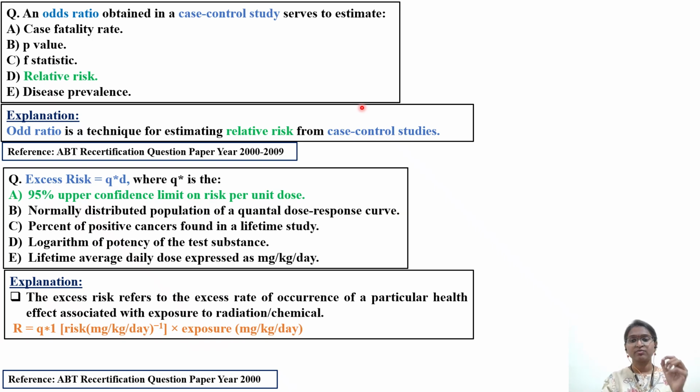One of the questions we had was with respect to odds ratio. So what question do we have with respect to odds ratio from the previous set of questions? Is an odds ratio obtained in a case control study?